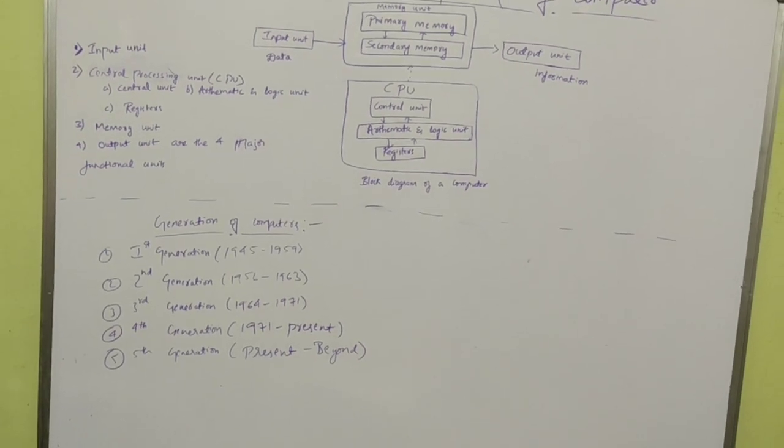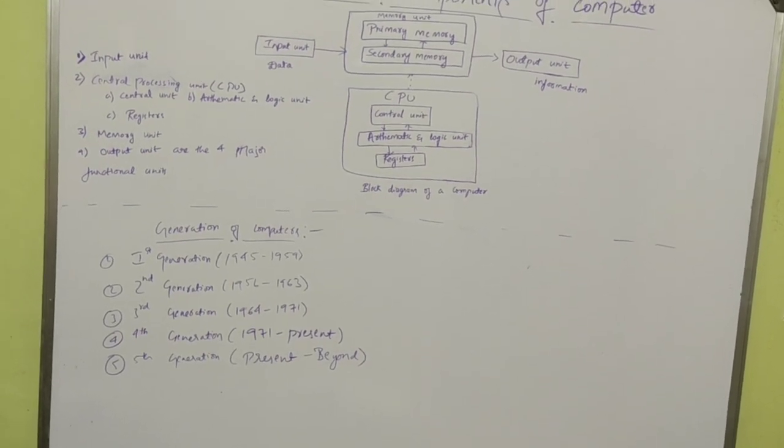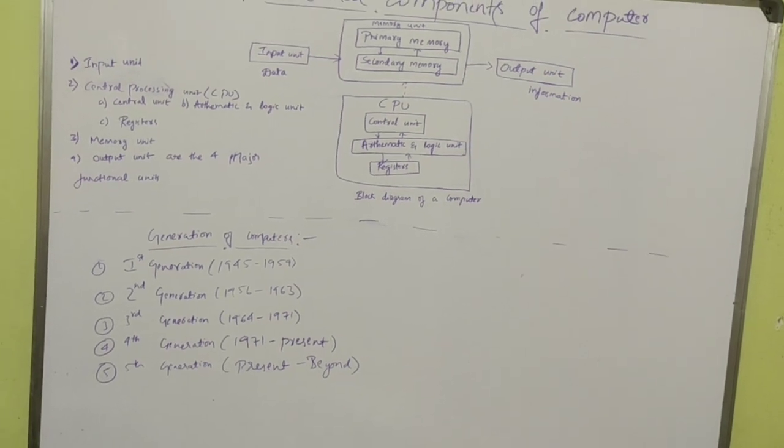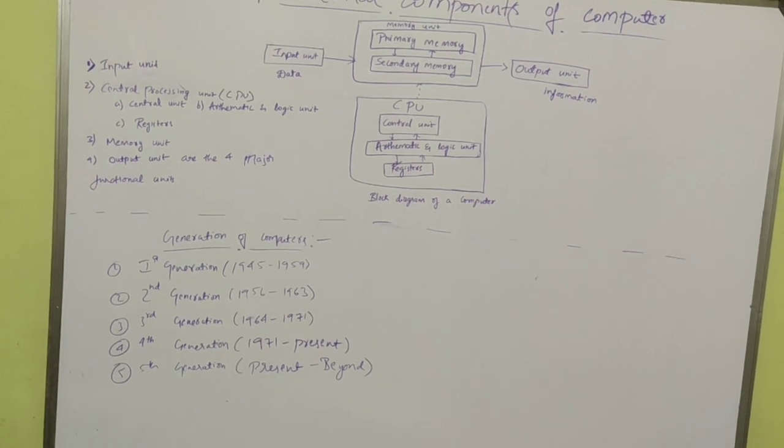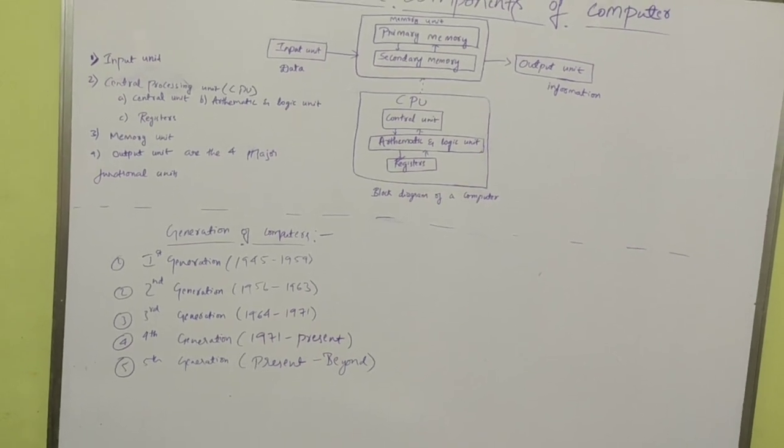And the memory which is used to store the data permanently for future purposes is called secondary memory, that is, permanent memory. Examples are hard disk, floppy disk, CD-ROM, DVD-ROM, pen drive, etc.